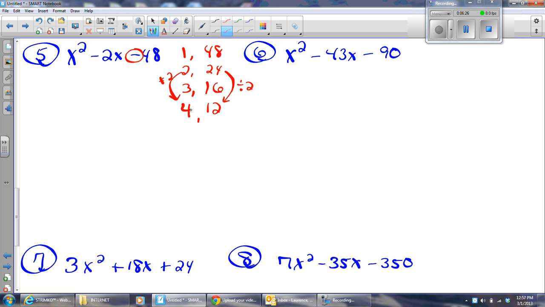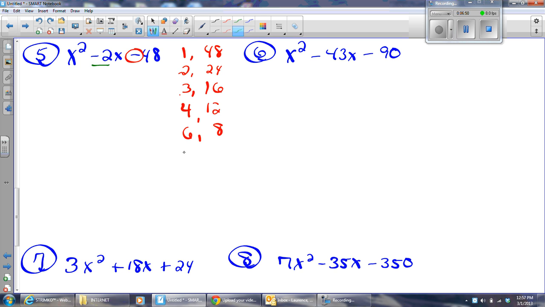Okay, 5 does not go in. 6 goes in 8 times. They didn't meet in the middle, but they're pretty close. All I have to check is 7, and 7 does not go into 48 evenly. Okay, that 48 is negative, and so I need two factors of 48 that subtract to get negative 2.